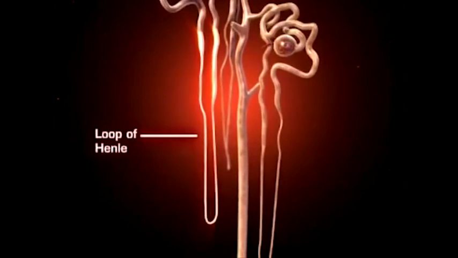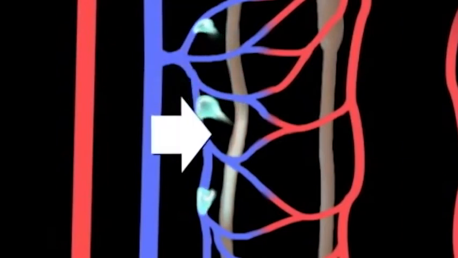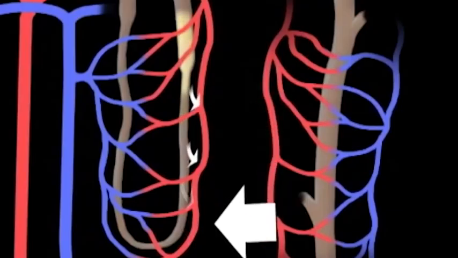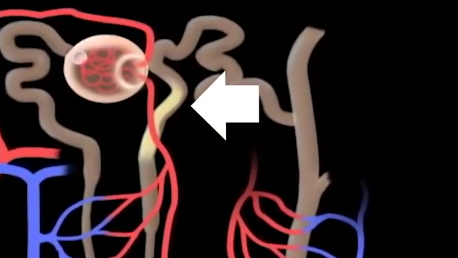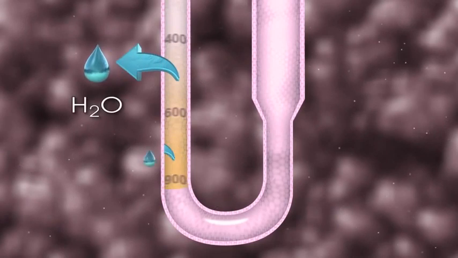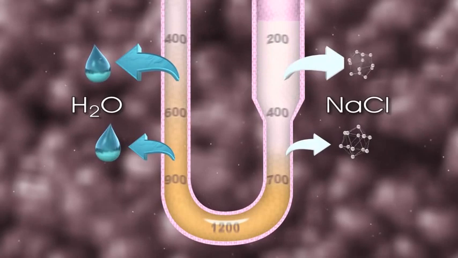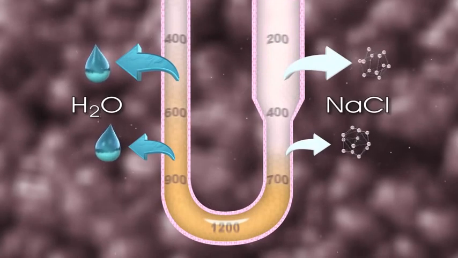This is the loop of Henle. It consists of different parts, namely thin descending limb, thin ascending limb, and thick ascending limb. The parts of the loop of Henle have different permeabilities to water and ions, which would function to reabsorb water, sodium, potassium, and chloride ions.